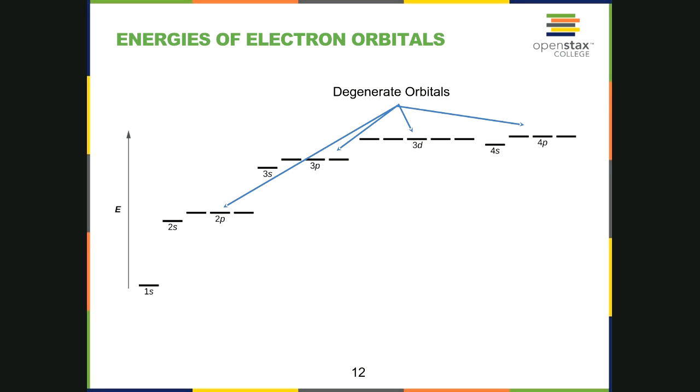But anyway, on this slide, one more thing I want to point out, and that is this thing of, whoops, don't have a marker going. This thing of degenerate orbitals. Degenerate orbitals means that you can have multiple orbitals, but they're at the same energy.